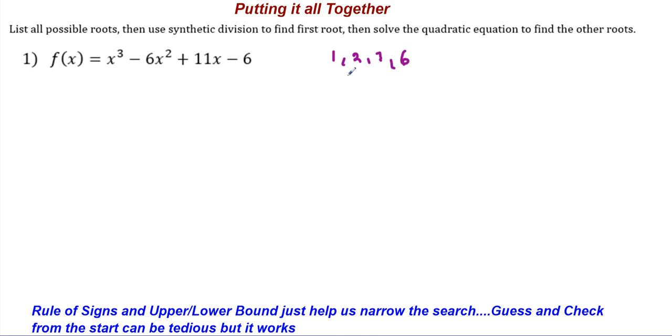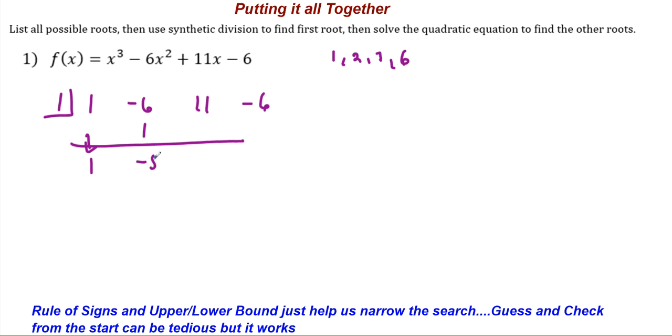So I'm going to go ahead and start dividing. I'm going to use 1 because I want to find all my things. So I'm going to have 1, -6, 11, and -6. And this is just a technique. You can always do guess and check from the start. And let's go ahead and drop this. So we got 1. 1 times 1 is 1. So that gives me -5. 1 times -5 is -5. That gives me -6. 1 times -6. I did something wrong, didn't I?